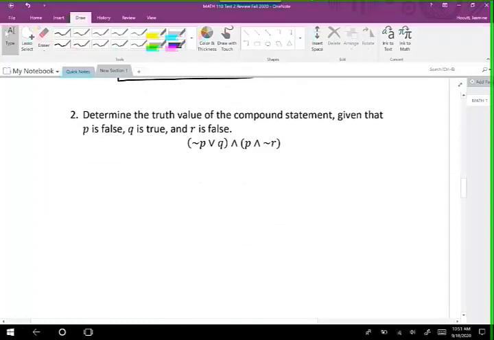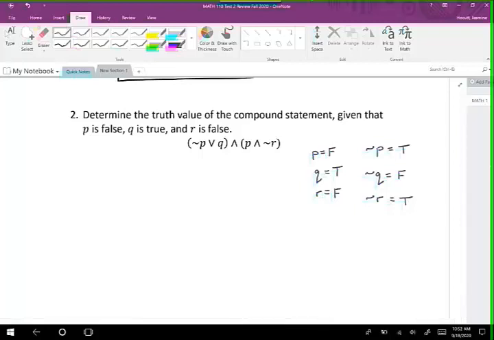All right, so now let's do a problem where we have to determine a truth value. So we're given P is false, Q is true, and R is false. And so we can use those values to plug in to the statement. So first I'll go ahead and write down what not P, not Q, and not R should be. So I'll just flip the values. So I'll have T, F, and T.